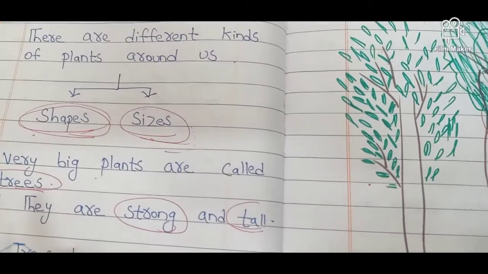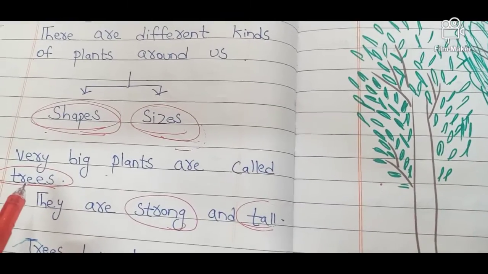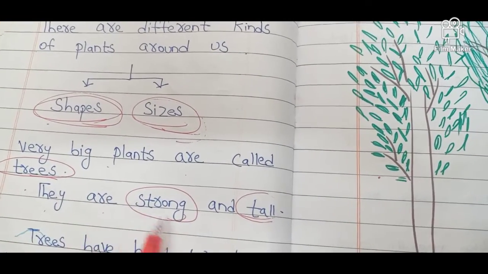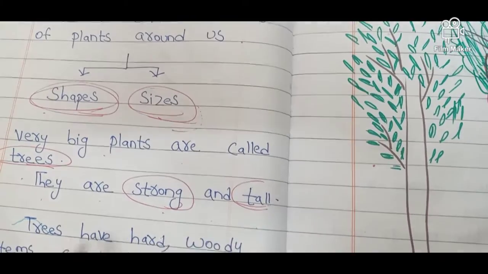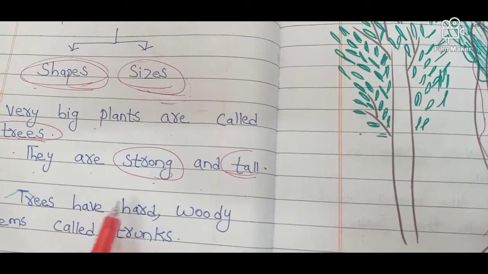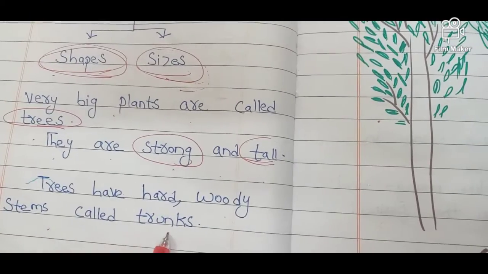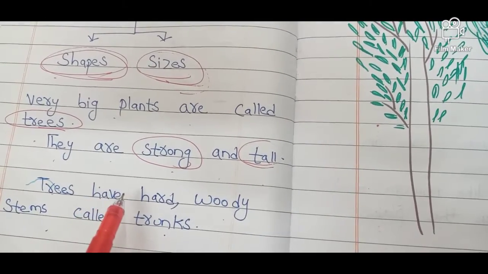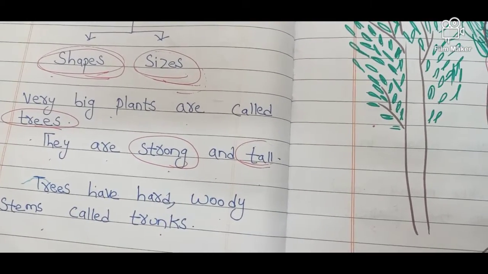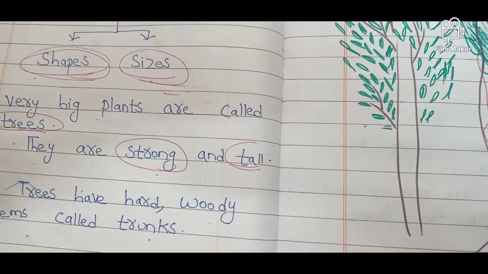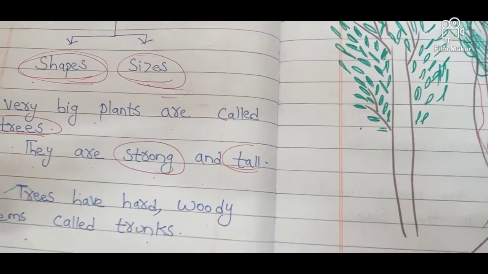So, very big plants are called trees. They are strong and tall. Trees have hard woody stems called trunks. Children, have you ever noticed a mango tree? A mango tree's trunk will be strong. You can climb on it, you can swing on it.